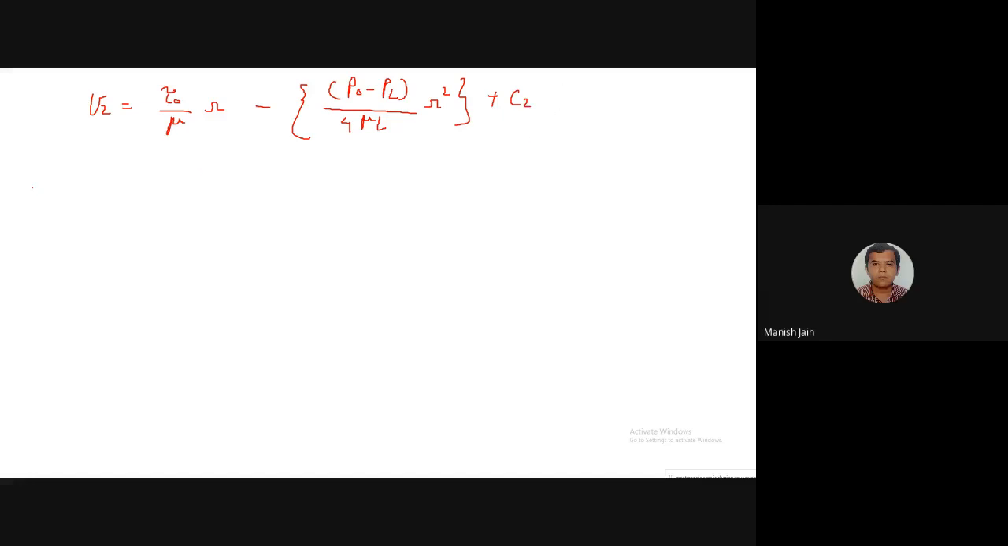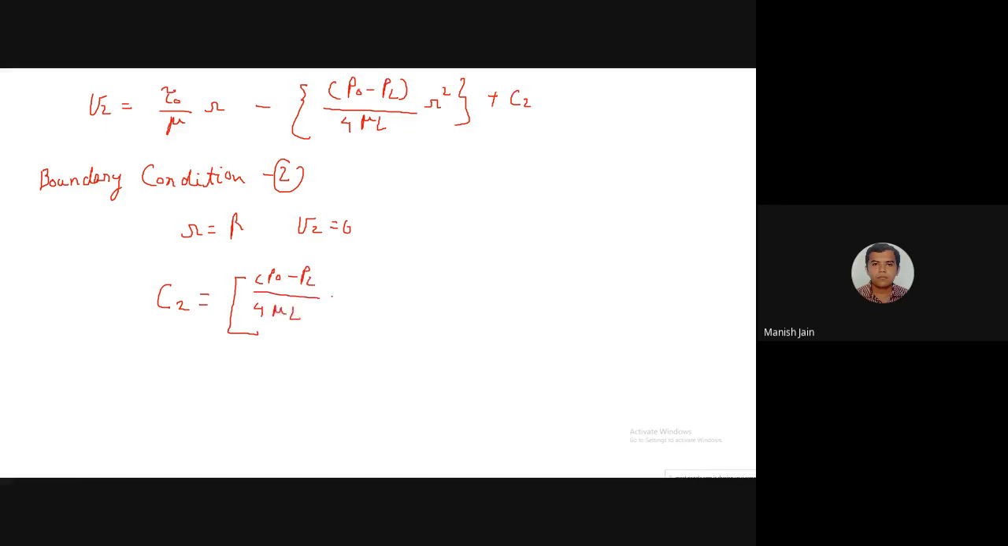Now the second boundary condition. You can say at R equal to capital R, Vz equal to 0, the no slip boundary condition. Once you substitute at R equal to capital R, Vz equal to 0, you will get the value of C2. So C2 will come as, just the sign will change, P naught minus PL divided by 4 mu L multiplied by capital R square, minus tau naught divided by mu times R. So this is the value of C2.